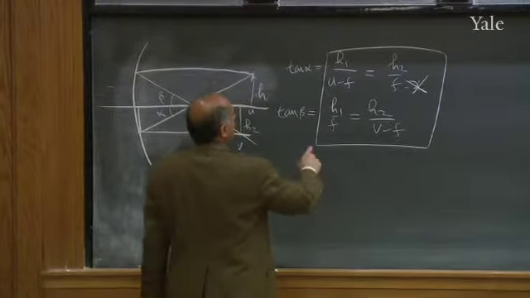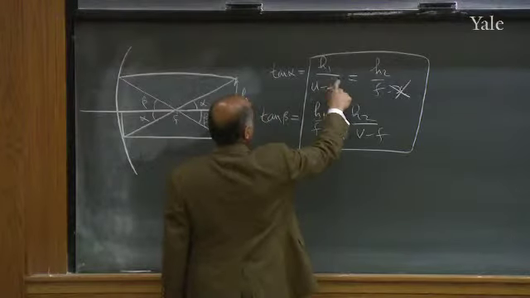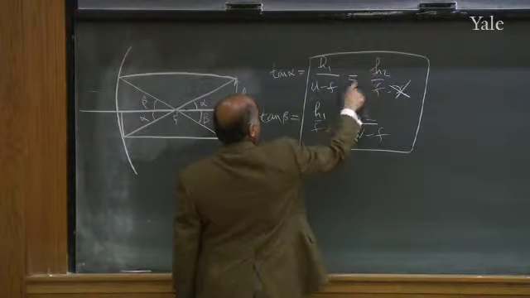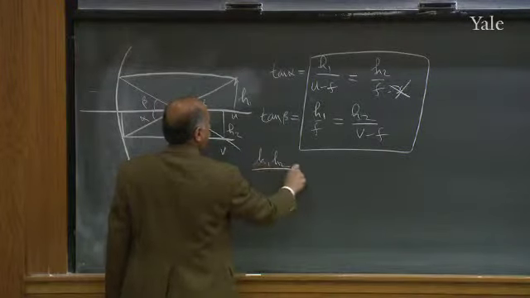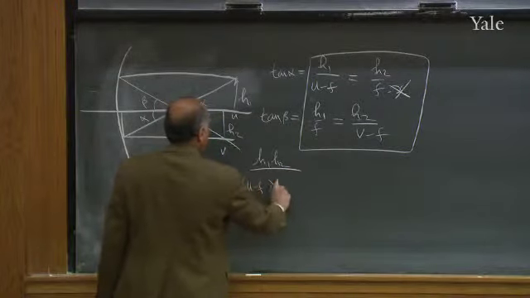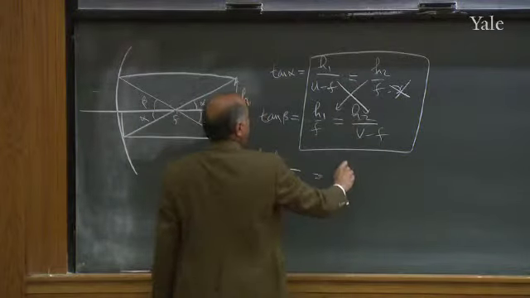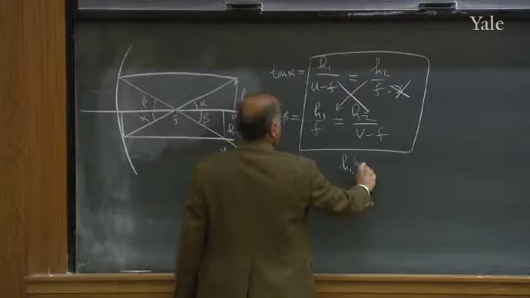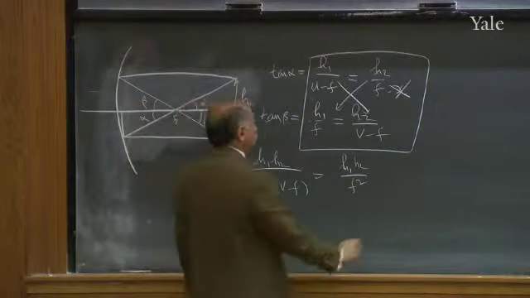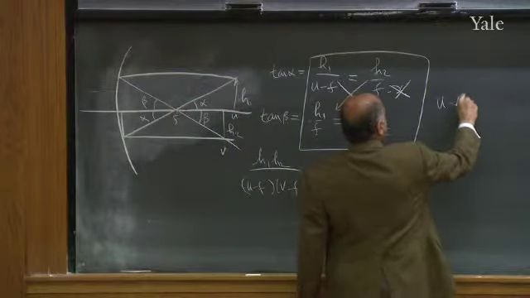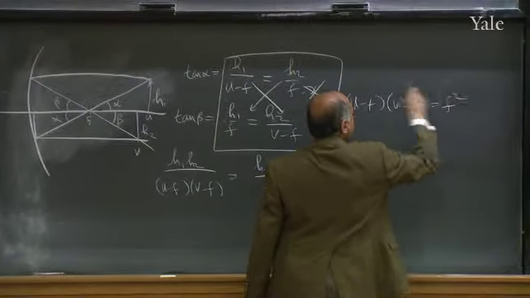So let's multiply this one and that one and that one. So I'll get h1, h2 over u minus f times v minus f. I'm going to cross multiply like that, is equal to h1, h2 over f squared. That tells you u minus f times v minus f equals f squared.